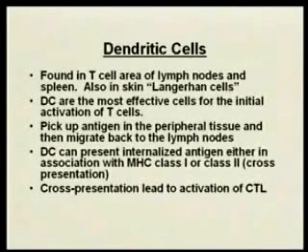Typically, dendritic cells will pick up antigen in peripheral tissues, so they'll look for sites of infection. Then they'll migrate back to the lymph nodes, and in the lymph nodes, that's where they'll actually encounter the T cells. A very interesting aspect of DCs is that they can present peptide in association with class 2 or class 1. They can lead to cross-presentation and lead to direct activation of CTLs.